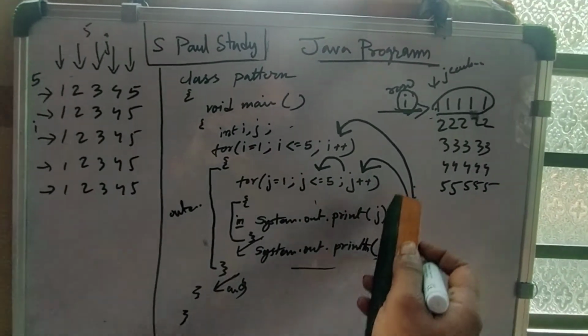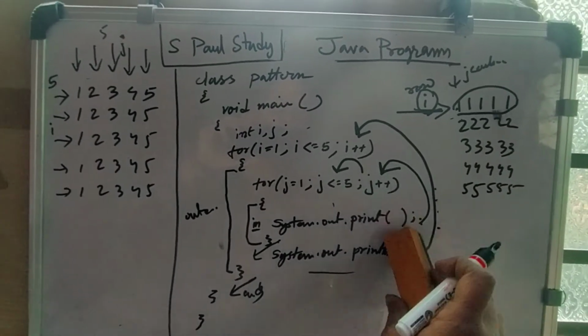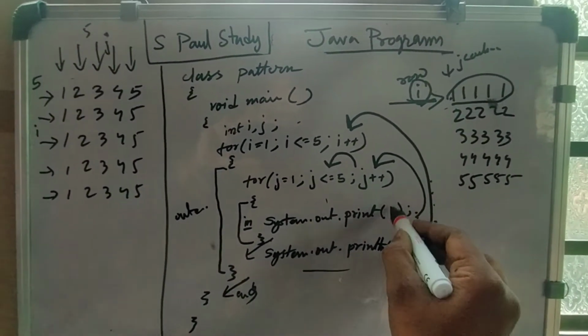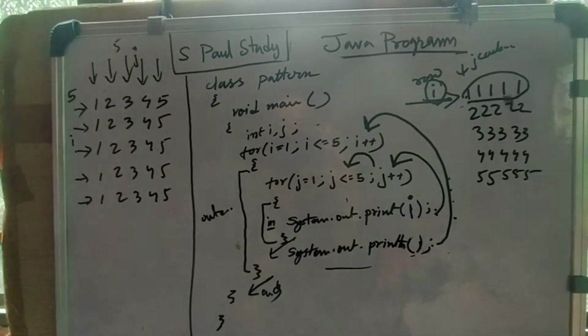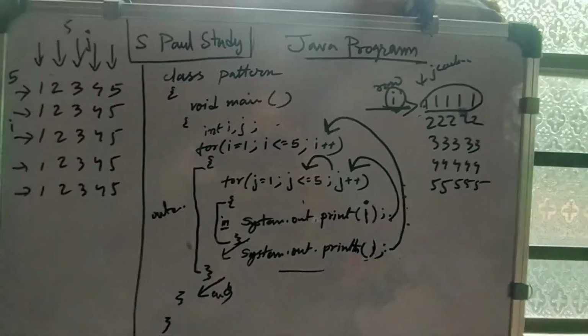So what can we do in this program so that this kind of pattern gets printed? If we change this printing statement, that is, if we place I here, can you see whether this program is correct or not for this kind of pattern?